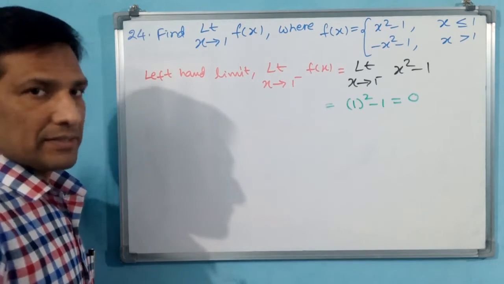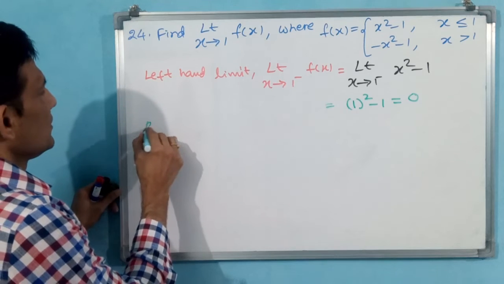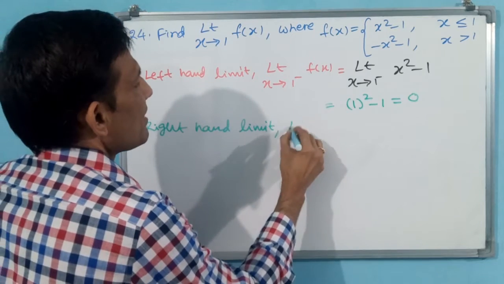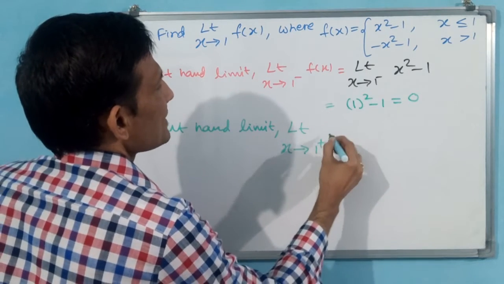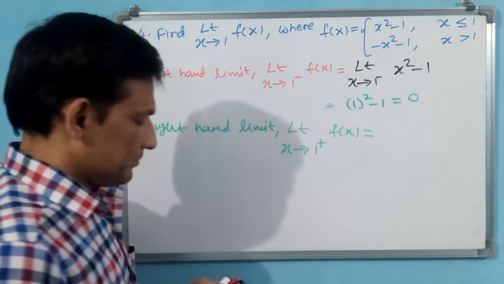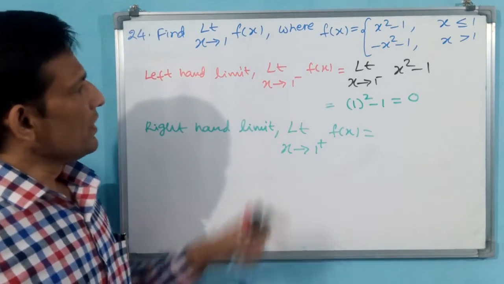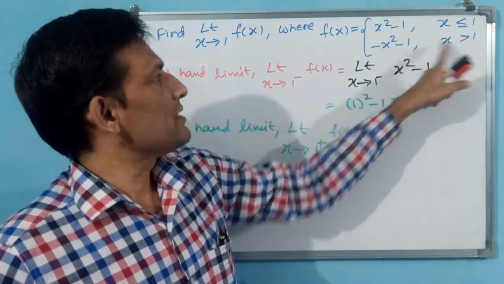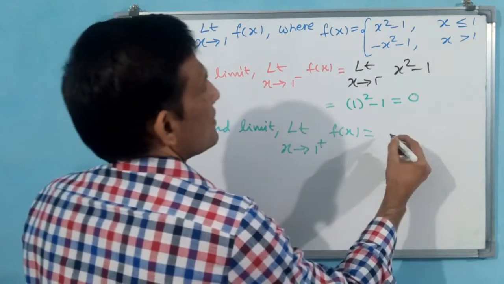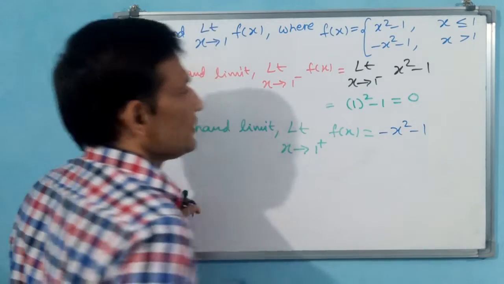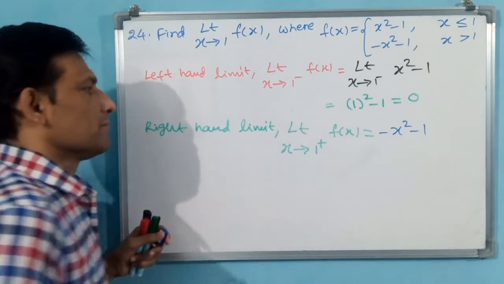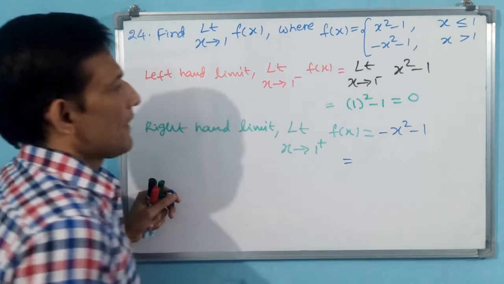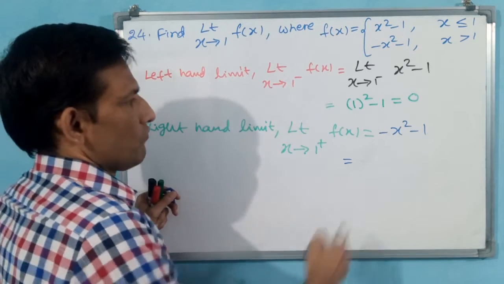Let us go for the right hand limit. Right hand limit, limit x tends to 1 plus of f of x is equal to, okay. Here 1 minus, here 1 plus. This is left hand, this is right hand. See, slightly greater than 1 means you have to take this function: minus x square minus 1. Is it okay? Now you substitute.